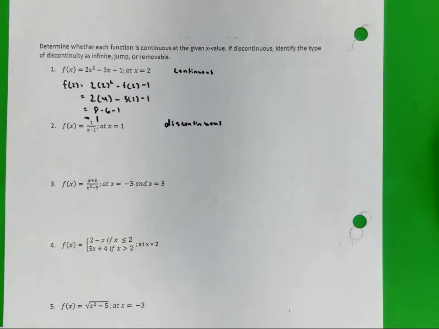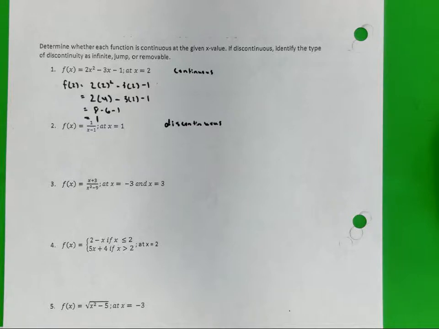Is it only at 1 that it's discontinuous? Just at x equals 1, it's discontinuous. That means it's not defined. Continuous means that if you keep going throughout that function, there are no bumps in the road. Well, there's a bump right there at x equals 1. That's why it's discontinuous. Does that make sense? Just at that one spot it's discontinuous.